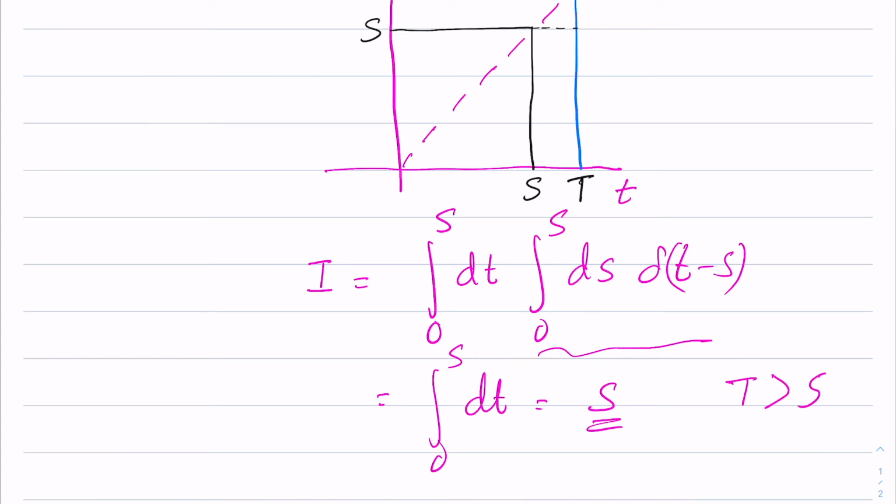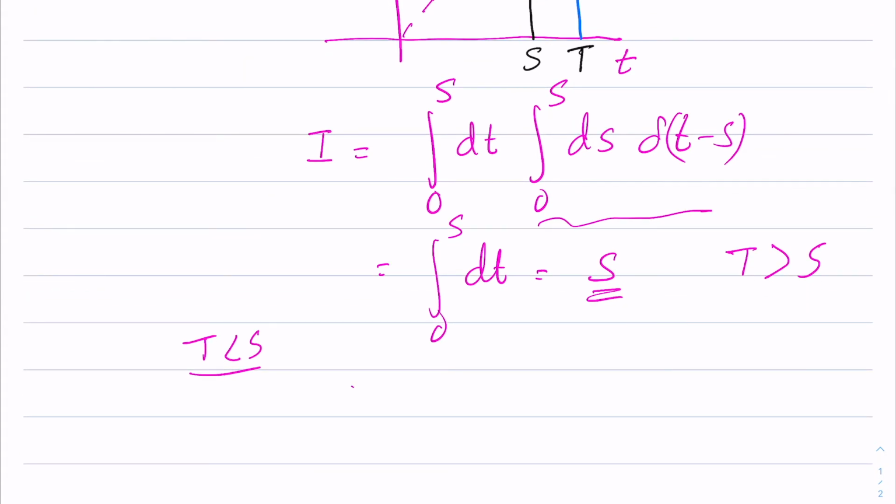Now for T less than S, it will become the other way around, because the s integral also goes up to t only. So in that case, for T less than S, the integral will become t, not s, right? Because in that case the integral only goes from 0 to t, because t is less than s. So anything above t, s above t, won't contribute. Okay, so in that case you get the integral t.